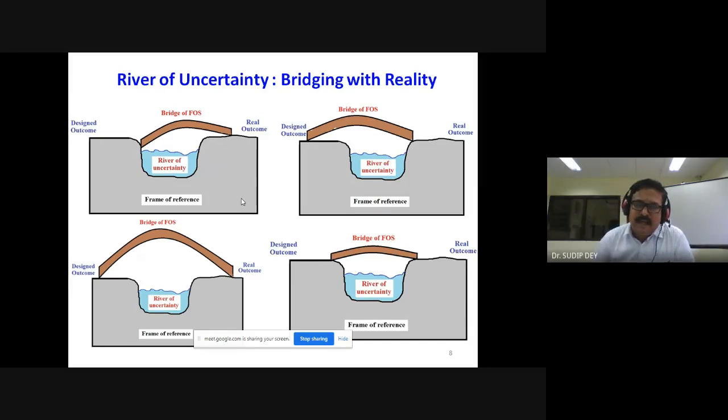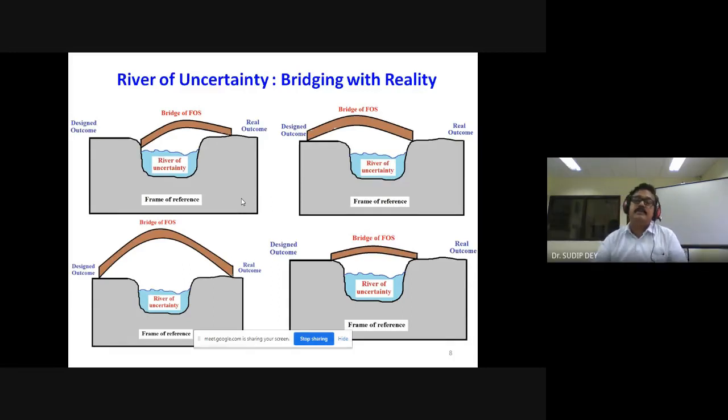Now, in any system or design, somebody will say the factor of safety should be 2, somebody will say 3. What is the basis of 2 and 3? Sometimes it leads to over design, and sometimes to under design if you put the factor of safety low. And we do not know exactly what the real outcome will be, because the real outcome is subject to many other related parameters.